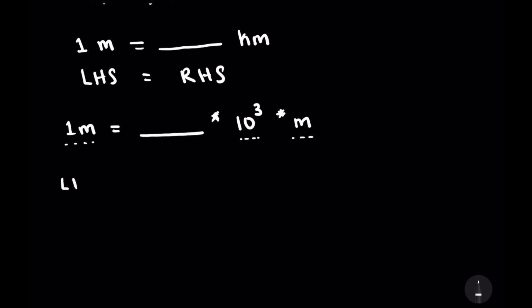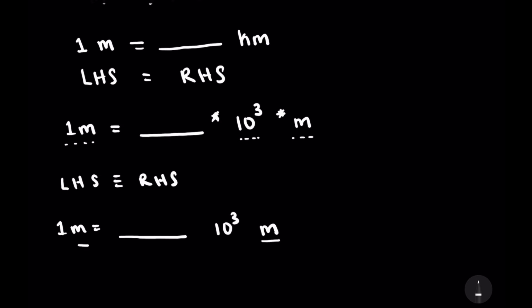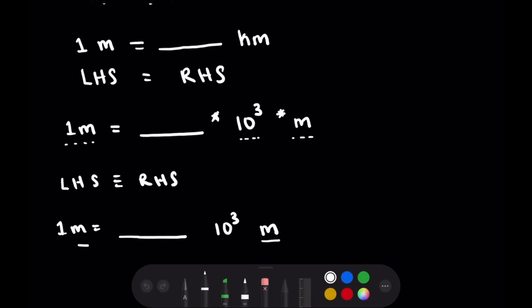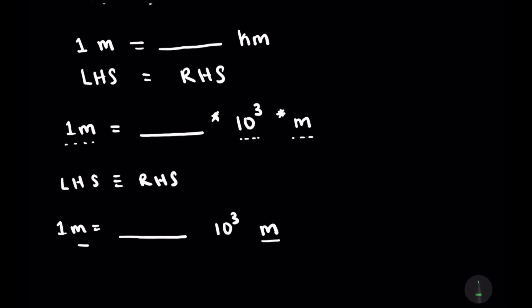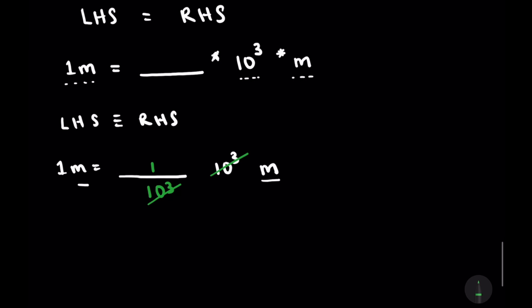If we want our left-hand side to be equal to our right-hand side, we have to put some factor here that is going to allow this 10 to the 3 to cancel, so that I have my meters over here. So what I end up doing, and let me change color to make it as clear as possible, is dividing by 10 to the 3. Why do I do that? For precisely the reason that I'll be able to cancel this, and I'll end up with my left-hand side being equal to my right-hand side.